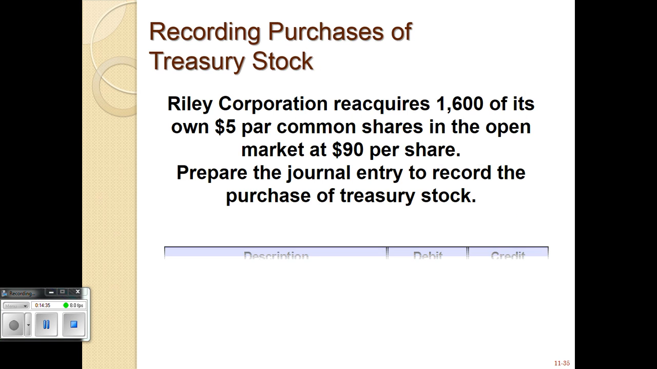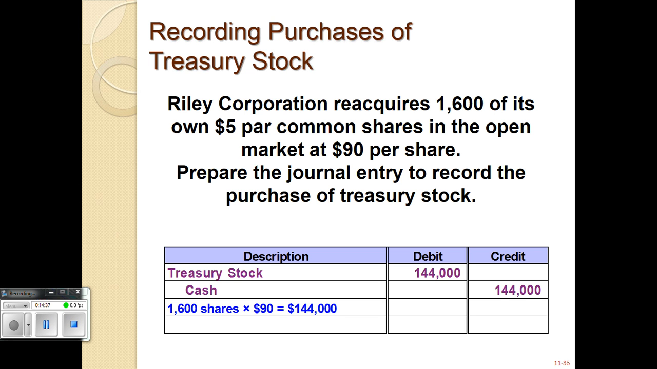So let's look at what happens here. In this particular case, we reacquired 1,600 shares of its $5 par common on the market at 90 grand. Prepare the journal entry. Notice what happens. Cash goes down by 144 grand, treasury stock goes up by 144 grand. Keep in mind it's an equity account with a funny balance, a debit balance. And the way we got that is we just took the 1,600 shares times 90 bucks. Notice we do not change the paid in capital, and we do not change the capital account.